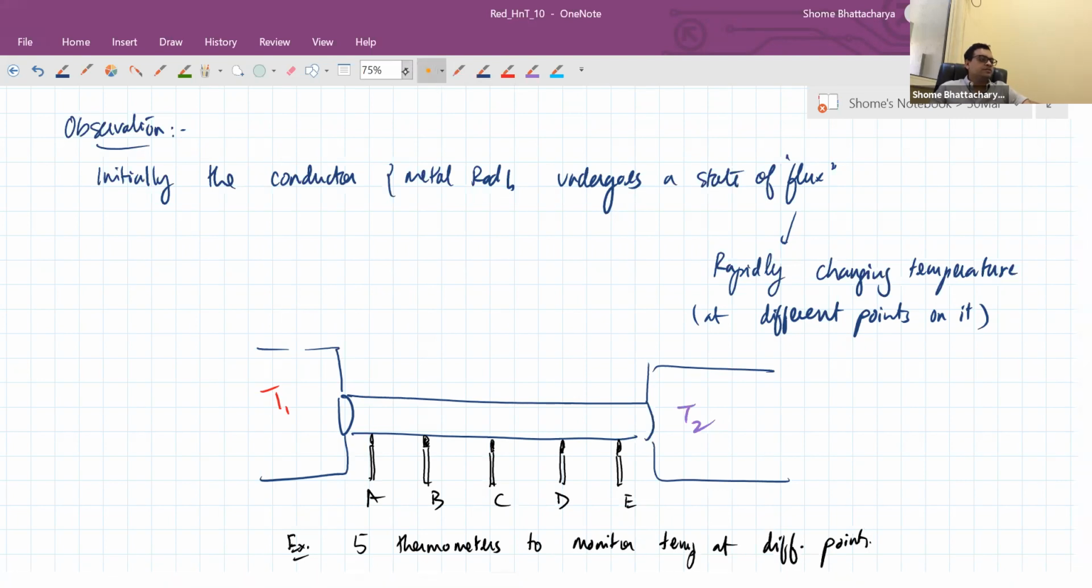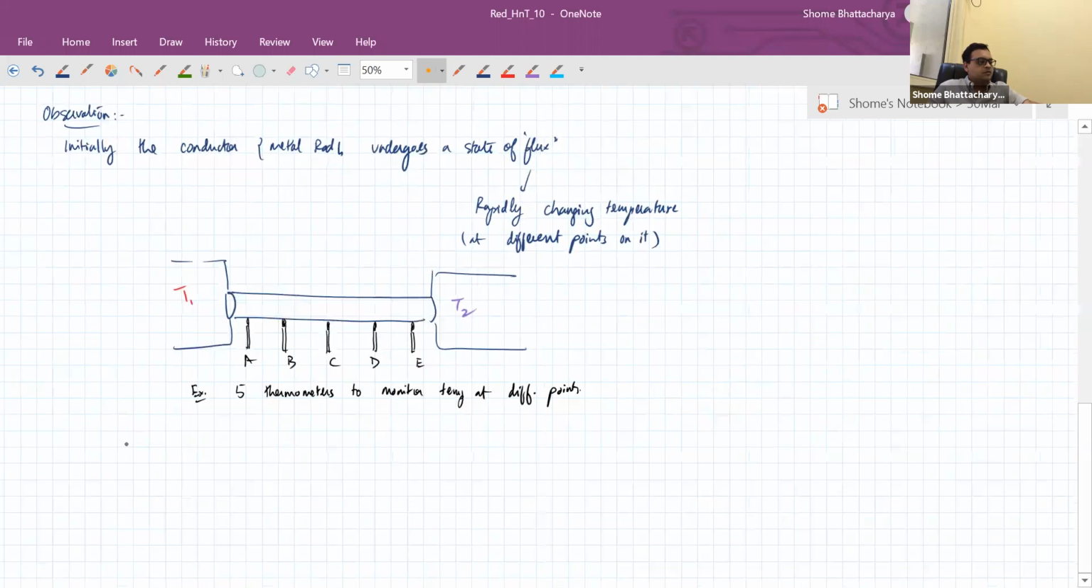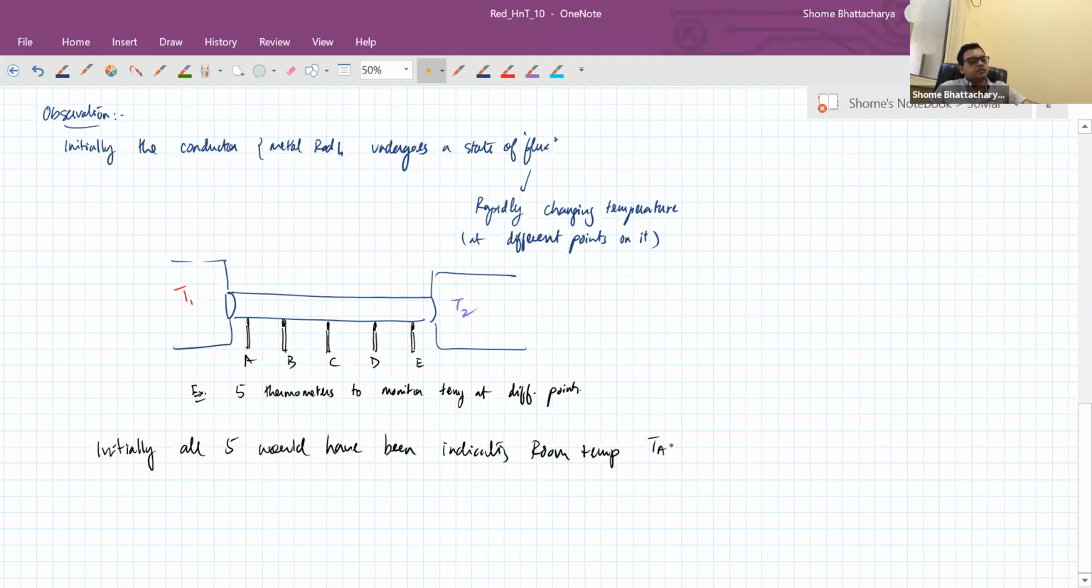So what we will observe is that initially, all 5 would have been indicating room temperature. That is, Ta is equal to Tb is equal to Tc is equal to Td is equal to Te is equal to room temperature of 300 Kelvin or 27 degrees C or something like that.